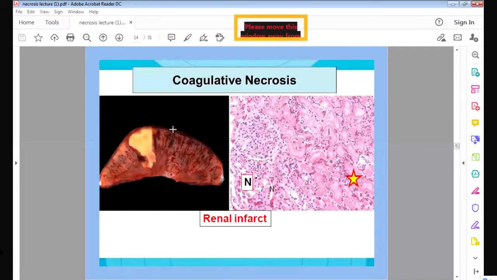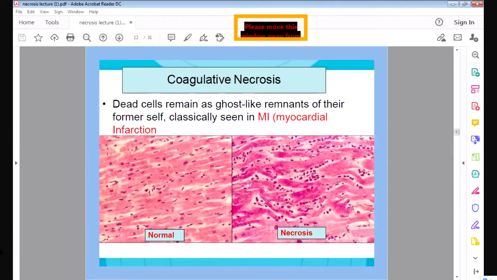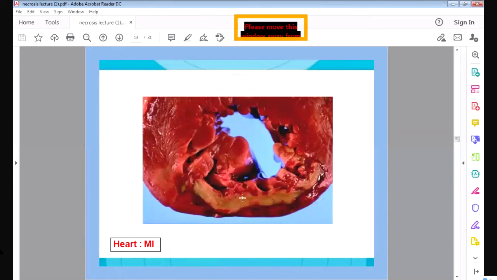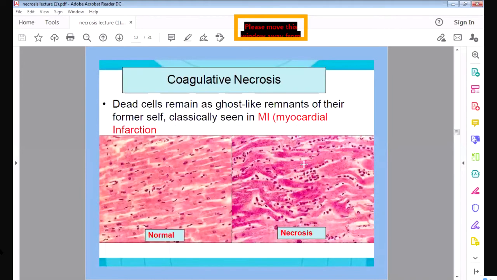If you take a cut section from here, in this you will see normal heart muscle with nucleus. But if you take a small tissue from here and observe under a microscope, you will see like this. The nucleus is disappearing.